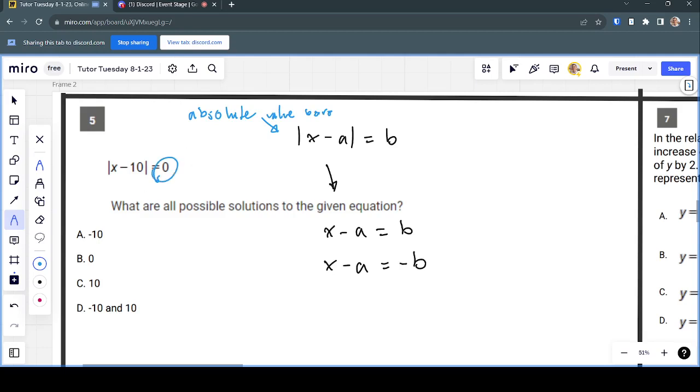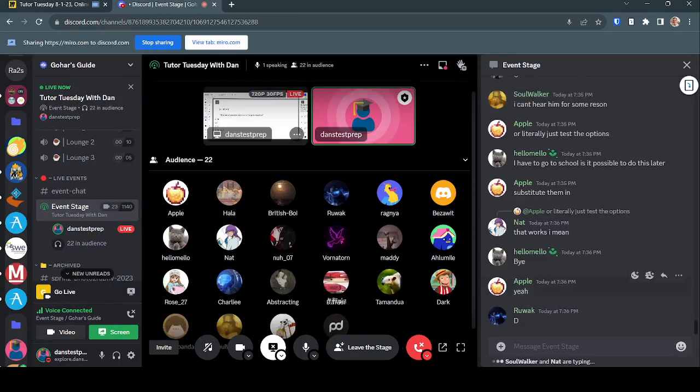But since this is equal to 0, 0 is not positive or negative, 0 is just 0. And there's only one value of x that will make the thing inside the absolute value equal to 0. And that is x equal to 10. So it should be C. If you tried plugging in negative 10, you just get an absolute value of negative 20, which does not equal 0. If you tried 0, you just get the absolute value of negative 10. But if you plug in x is equal to 10, then you get the absolute value equal to 0.